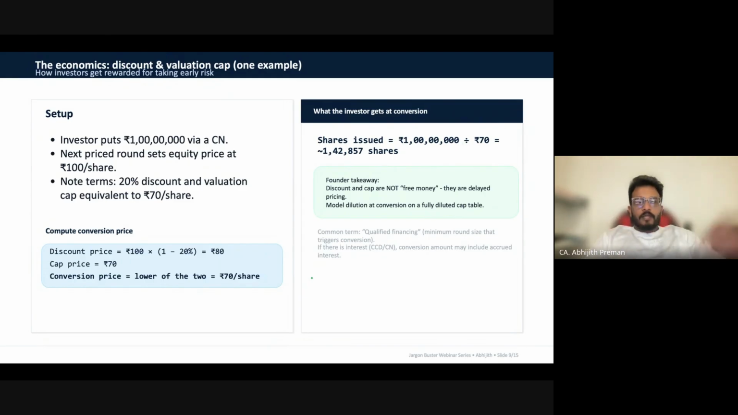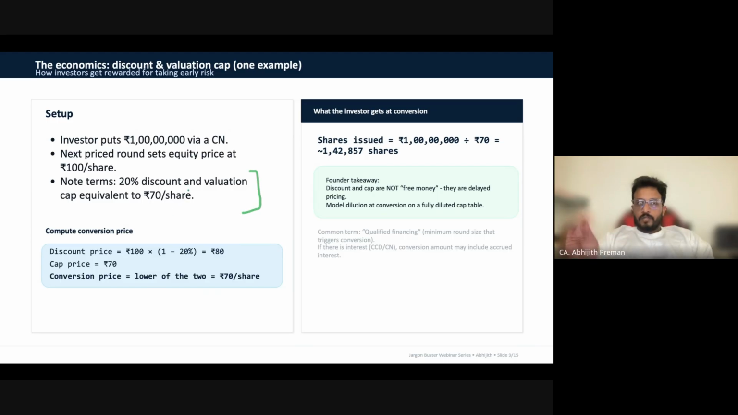Okay, the economics, discount and valuation gap: how investors get rewarded for taking early risk. So this is the setup. The investor puts rupees 1 crore via a convertible note. The next priced round sets the equity price at rupees 100 per share. So the share price of one share is 100. The note terms are a 20% discount and a valuation cap equivalent to rupees 70 per share.